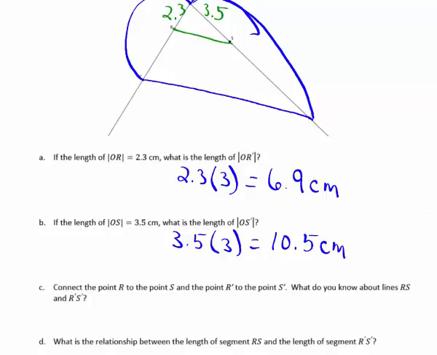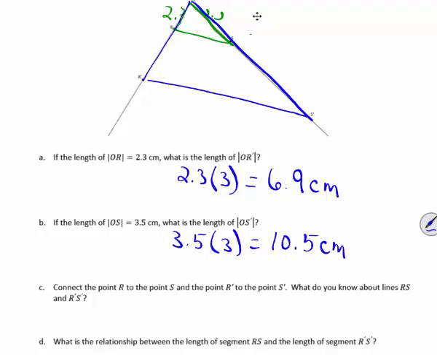So by doing that, I'm going to erase my little lines up here. What we have now done is create two different triangles, right? We have our pre-image triangle ROS, and then we have our image triangle OR prime S prime. So let's see here. We did that. What do you know about line RS and R prime S prime?